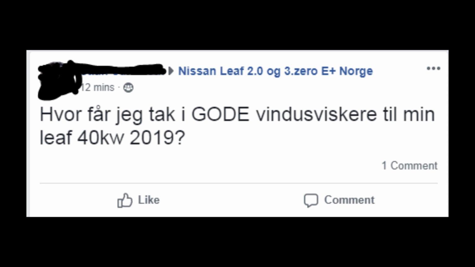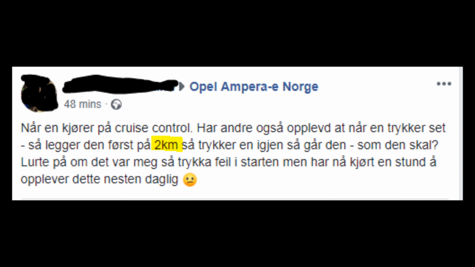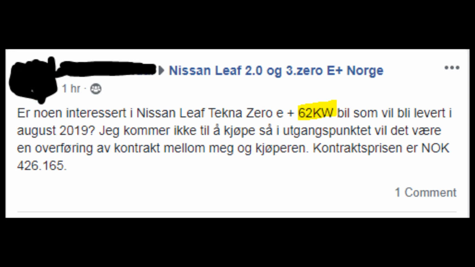Right, what's this one? Okay, Nissan Leaf Group. Yeah, if you only have 40 kilowatt in your Leaf, then your Leaf is not very fast. Nein, ist nicht schnell. Okay, let me see what else. Ampere E Group. Okay, now this is a little bit nitpicking from me again, but just to show you the severity of this problem. So they are complaining about cruise control, and when you tap the cruise control, it goes 2 kilometers per hour. Again, missing space between unit and number, and then missing that /hour. Yeah. Again, very common. Nissan Leaf 64 kilowatt version.